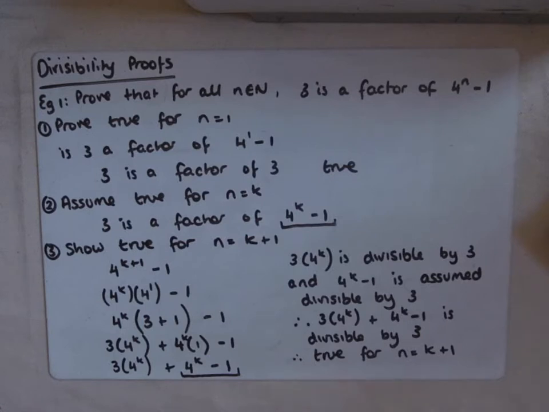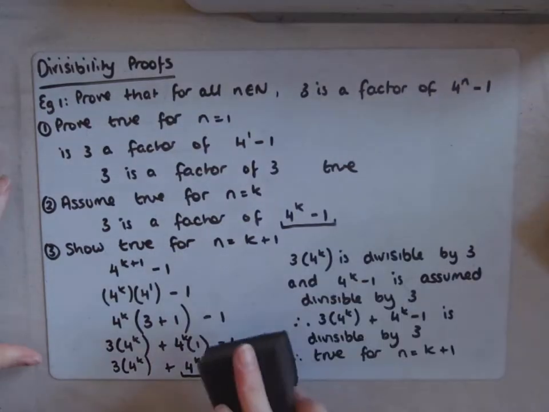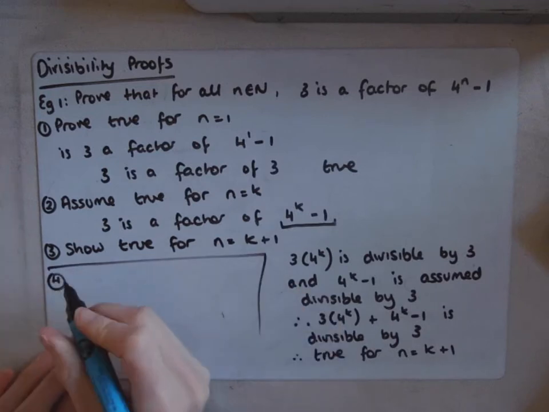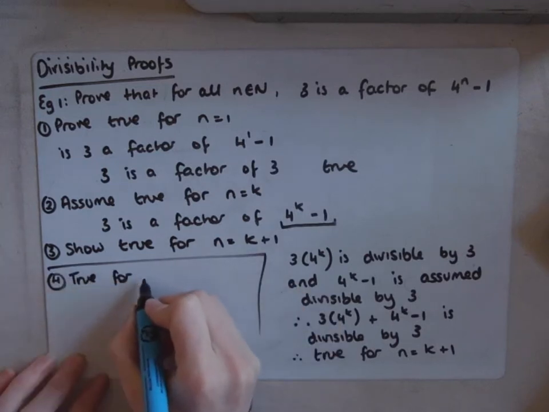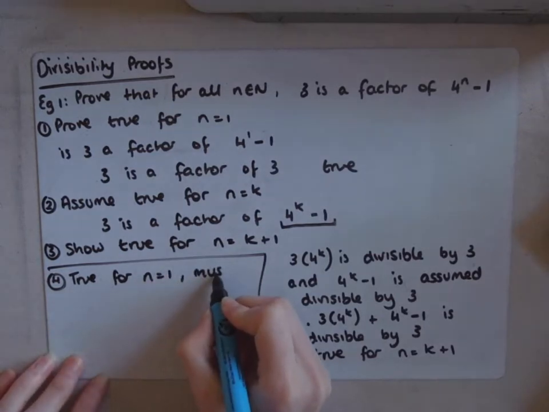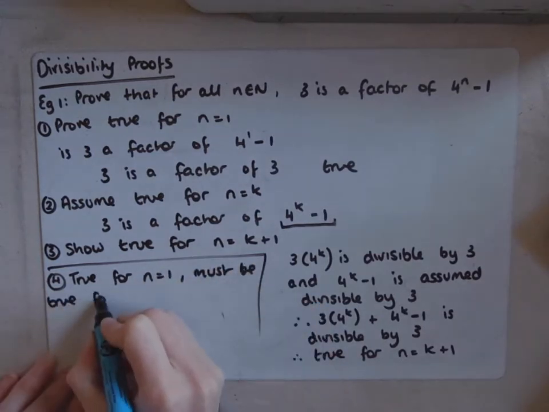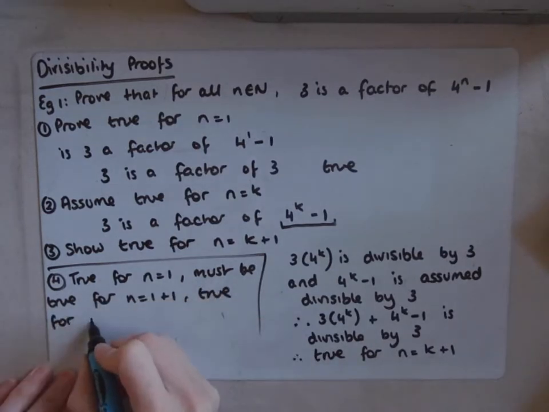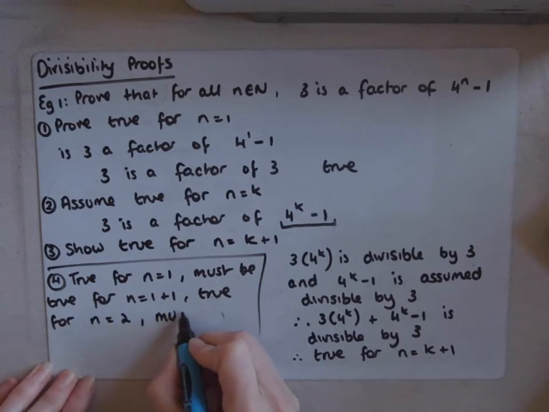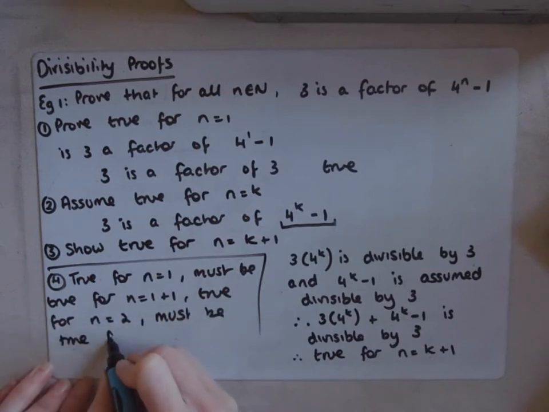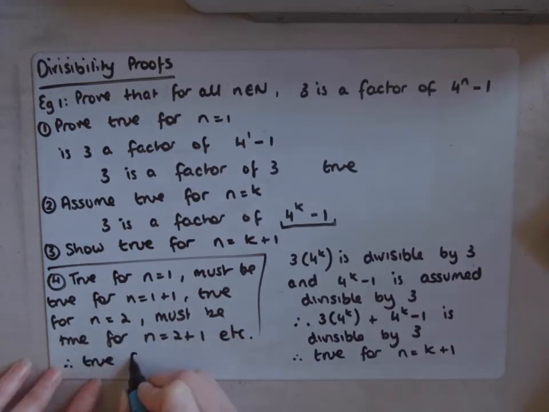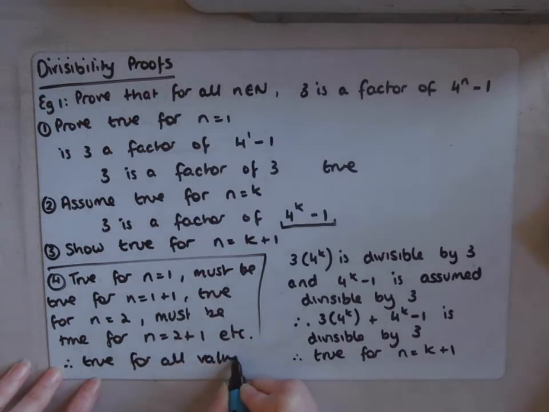Now step 4 is, if it's true for n is equal to 1, then it's true for n is equal to 1 plus 1. So let's write out our step 4. True for n is equal to 1, must be true for n is equal to 1 plus 1. True for n is equal to 2, must be true for n is equal to 2 plus 1, etc. Therefore, true for all values of n.